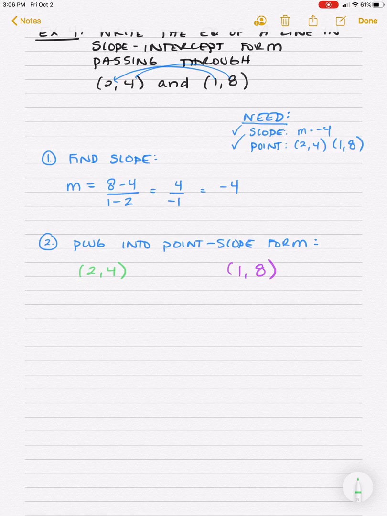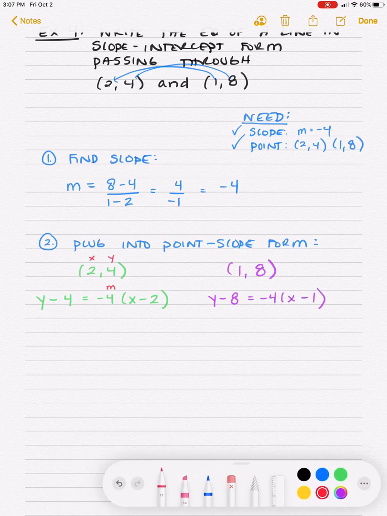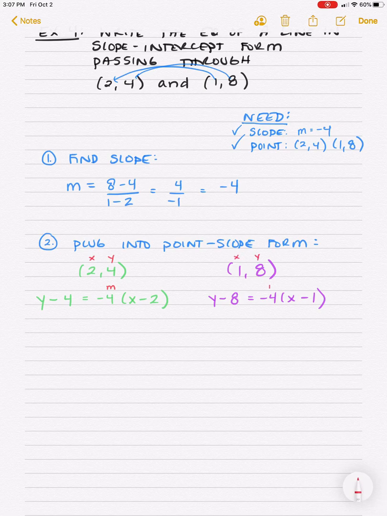This is what it would look like if you use the point 2, 4. It'd go y minus the y coordinate 4 equals the slope times x minus the x coordinate 2. So you can see what I'm doing here is I plugged in this for x, this for y, and this right here is my slope. Let's come over here to the purple. If I plug 1, 8 into point slope form, it's going to go y minus the y coordinate 8 equals the slope times x minus the x coordinate 1. So again, this is my x, this is my y, this is my slope.